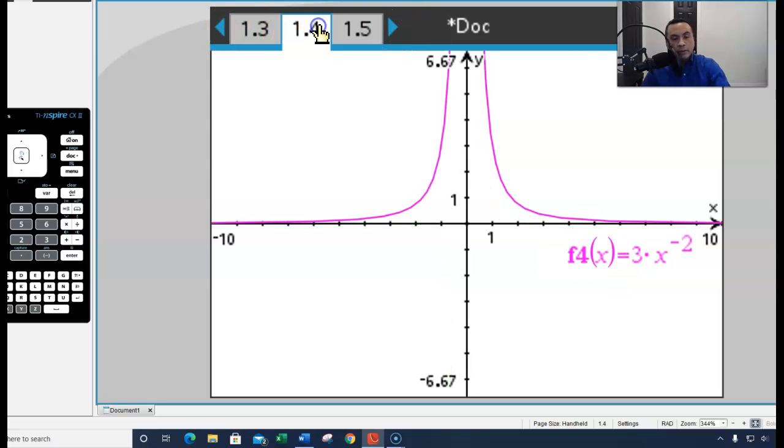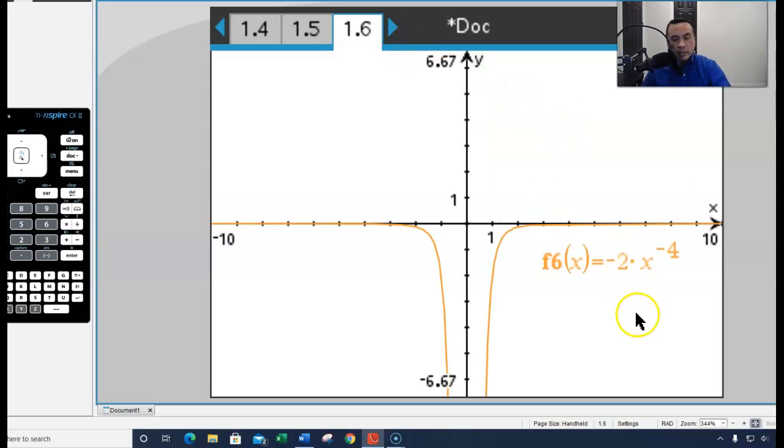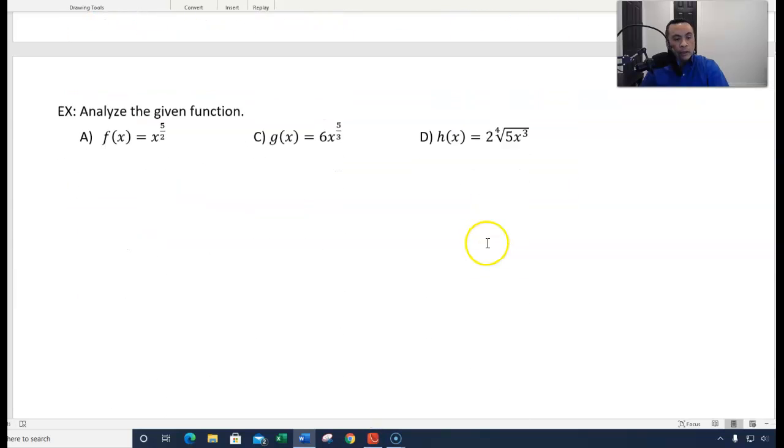Now, there are some patterns here. When it's an even term on the denominator, like x squared, it looks like a little volcano. And when it's an odd number on the bottom, like x to the 5th, it looks kind of like a regular rational function. Take a look at this next one, negative 2x to the negative 4 power. It looks like a volcano, but the negative has flipped it over, and that's why it's a reverse volcano there. Okay, let's go back to this one here.